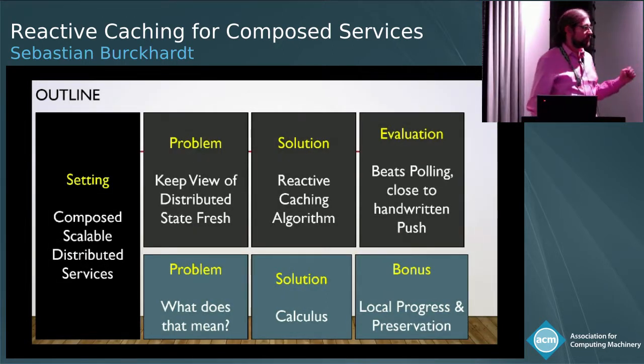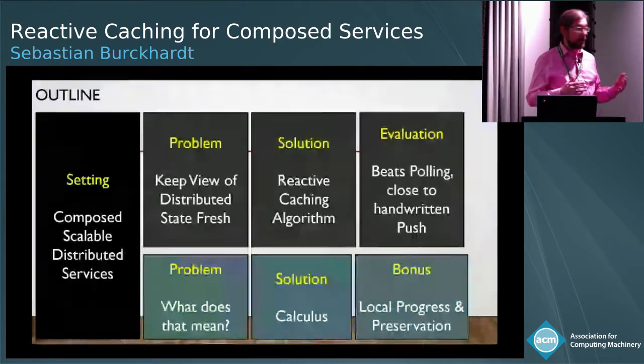And the solution we came up with is sort of a classic algorithm type solution, where we have an algorithm that can track dependency and propagate changes automatically. And we have an evaluation that shows that it is better than polling, and it is close to a handwritten, manual change propagation algorithm.